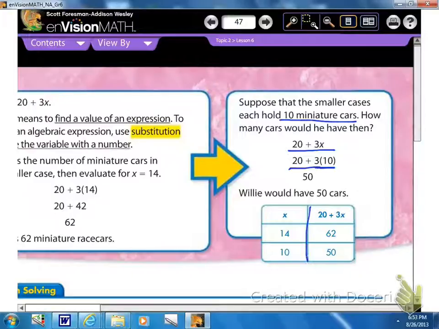So we could make a table, right? And we'd say, well, here's x over here, and here's my algebraic expression to solve for the total. So if x is 14, and I plug it in, then this is how many cars I would have. If x is 10, and I plugged it in and solved for the total, then I would have 50 cars, and I could plug any number in for x and do the same thing.